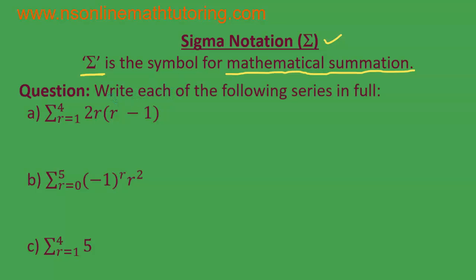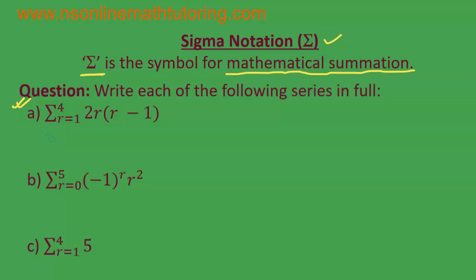So let us first of all start with the first question. It is containing 3 subparts and it is saying write each of the following series in full. This is in a shorthand or concise notation and we have to write the individual terms of the series. Okay. Since it is a series, the terms will be getting added up and we will be having the plus sign in between the terms. Okay.